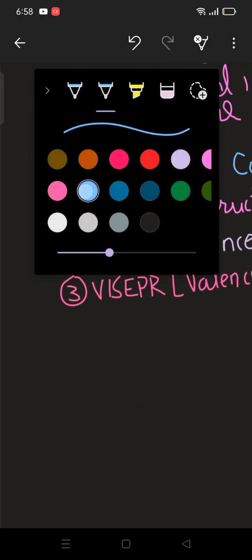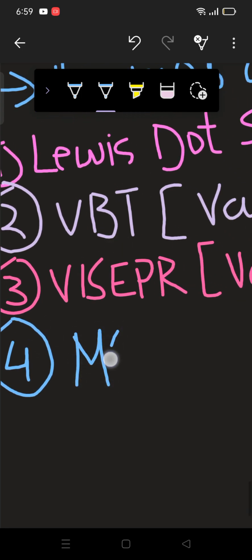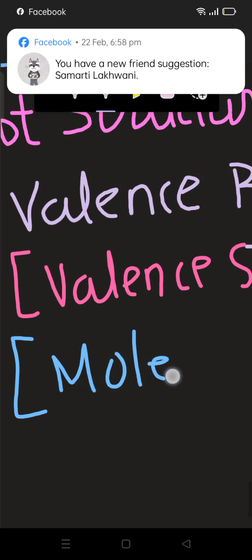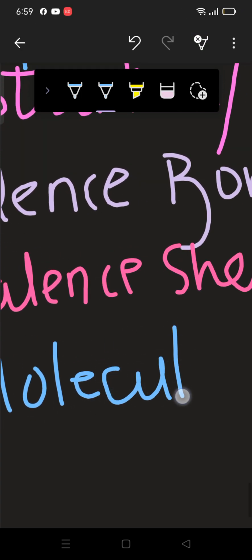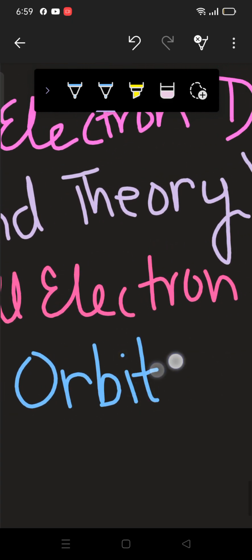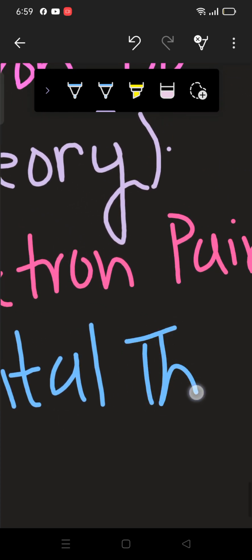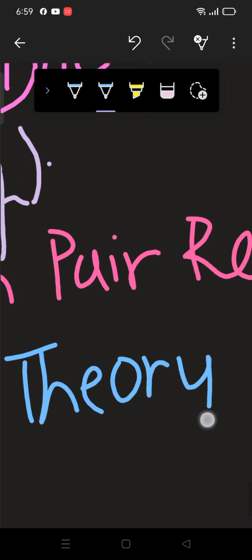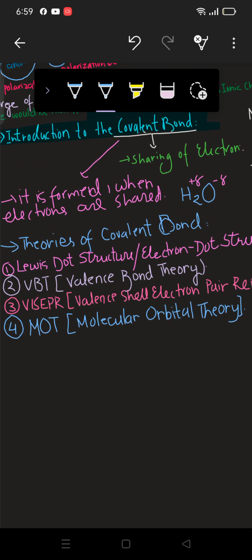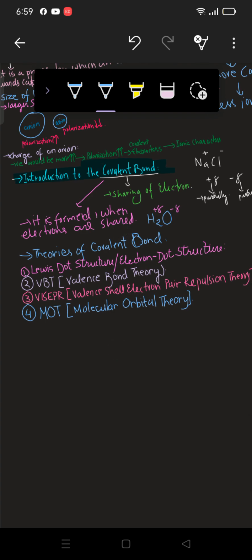Alright, the fourth is all about MOT, and the full form of MOT is molecular orbital theory. We have discussed orbitals in atoms, right? Now in this MOT, the molecular orbital theory, as the name suggests, we're going to study the orbitals of molecules. So here we have done an introduction to the four theories.